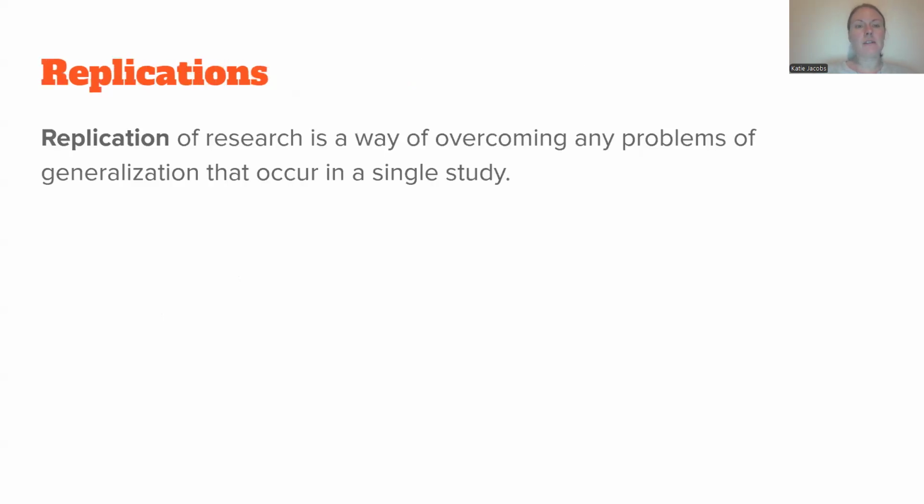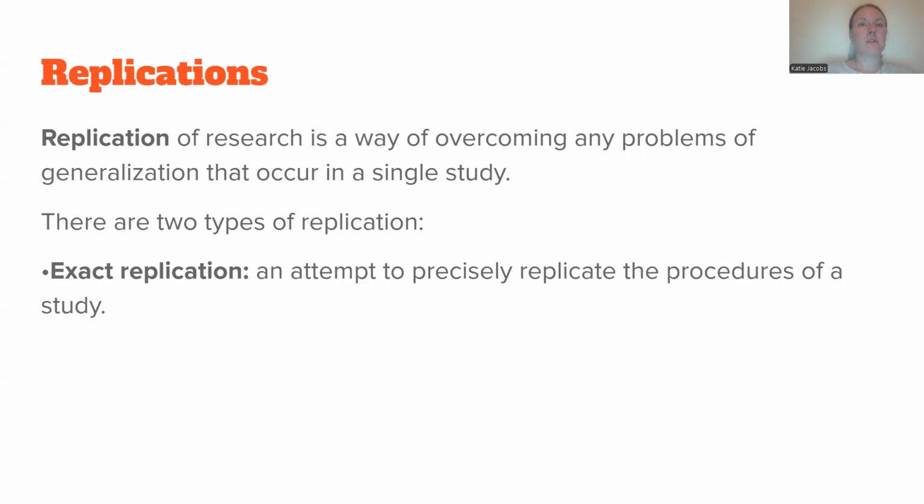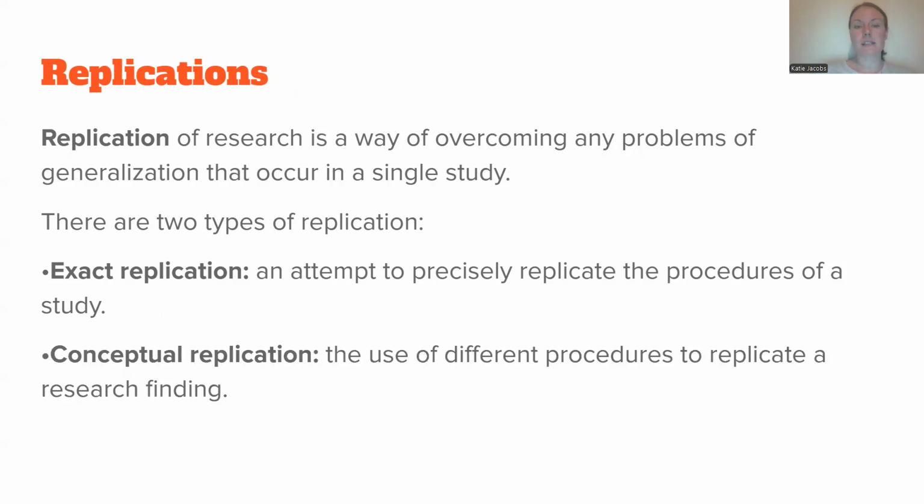So replication research is a way of overcoming any problems of generalization that occur in a single study. There's two main types of replication. There's exact replication, where researchers try to precisely replicate the procedures of a study. So that's an exact replication. There's also a conceptual replication. This is when researchers use a different procedure to replicate some sort of research finding.